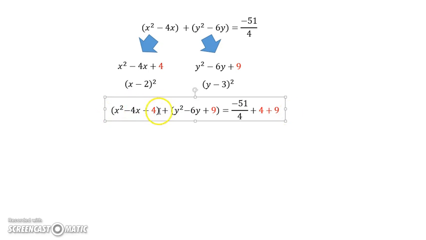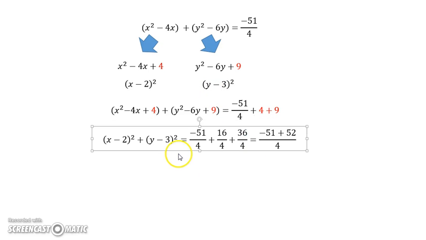So if I look at these, I can factor this x value now to our completed square, and I can factor this y value to our completed square. So now I get x minus 2 squared plus y minus 3 squared, which is exactly what I want for my standard form of my circle.